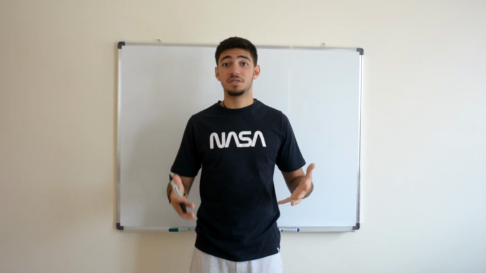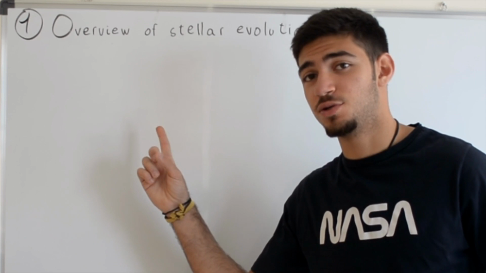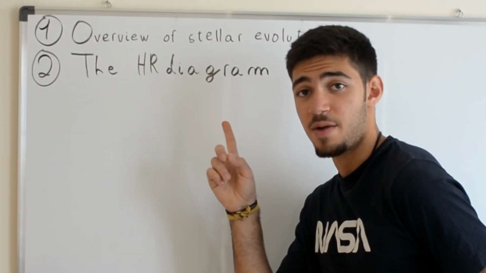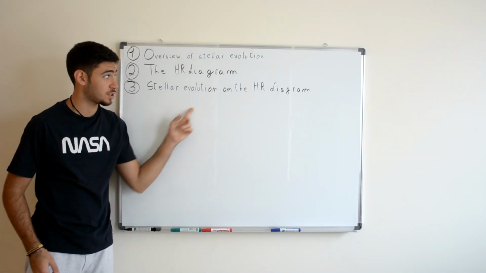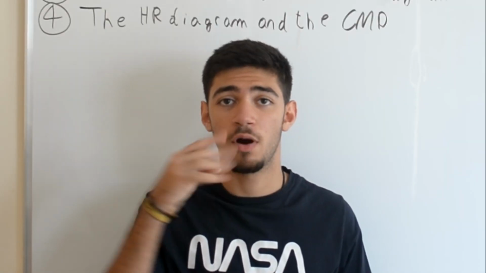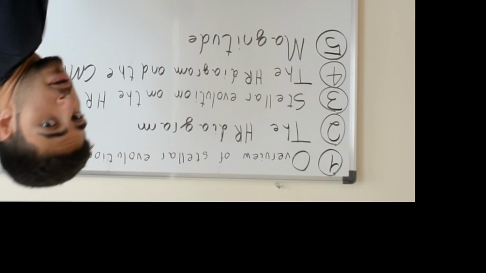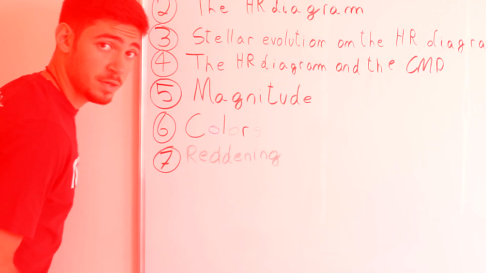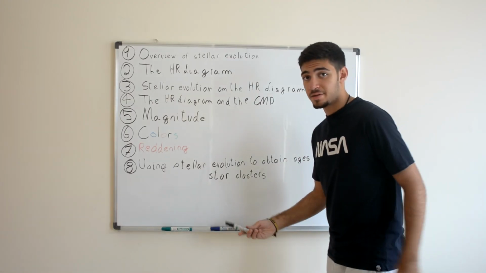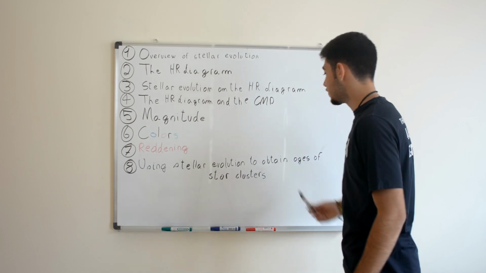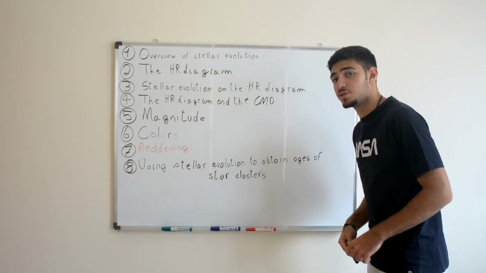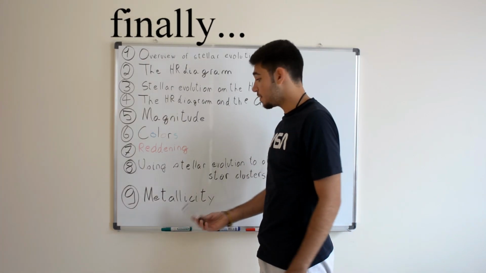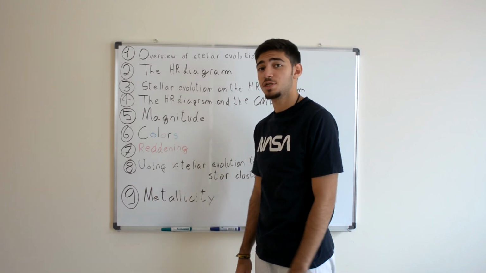So this chapter consists of 9 main parts. 1. An overview of stellar evolution. 2. The HR diagram. 3. Stellar evolution on the HR diagram. 4. The HR diagram and the CMD. 5. Magnitude. 6. Colors. 7. Reddening. 8. It's a long one. Using stellar evolution to obtain ages of star clusters. And finally, 9. Metallicity, or the chemical composition of a star.